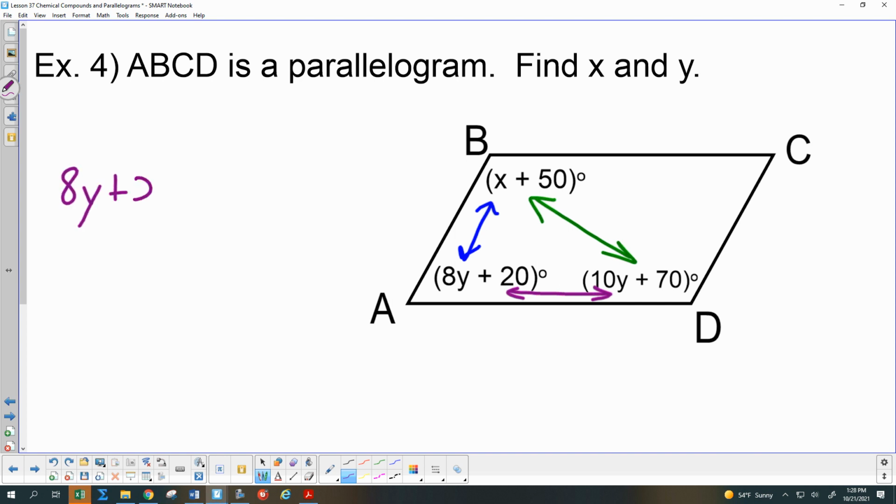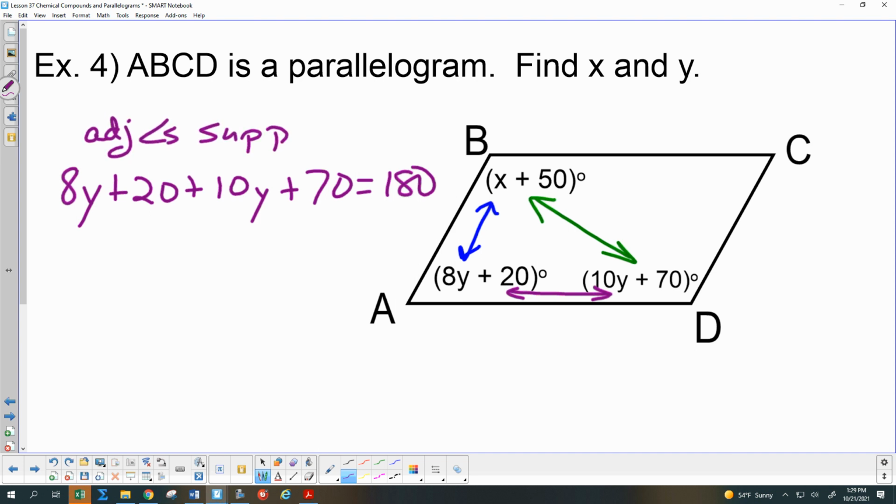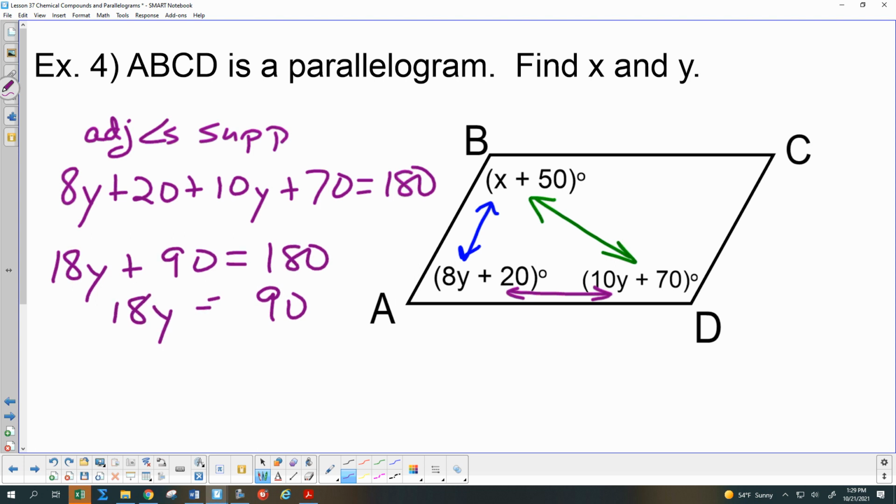So we're going to say 8y plus 20 plus 10y plus 70 is 180. And our reason for that is adjacent angles are supplementary. So we have 18y plus 90 is 180. Subtract the 90 on both sides. 18y is 90, and y is 5. All right. So y is 5. So now we know that.